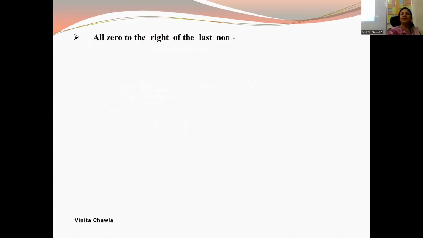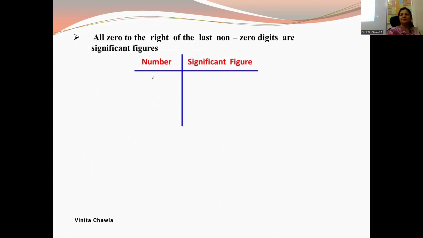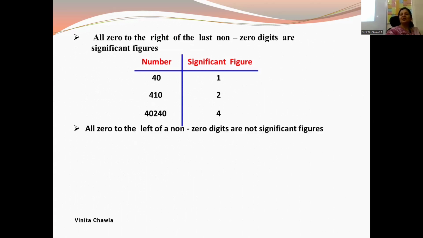All zero to the right of the last non-zero digits are significant figures. ऐसे लर्न हो जाएगी. आंसर दोगे ना, आपको ये रूल्स लर्न हो जाएंगे, तभी मैं करवा रही हूँ बात. ऑल जीरो टू द लेफ्ट ऑफ अ नॉन जीरो डिजिट्स आर नॉट सिग्निफिकेंट फिगर्स.